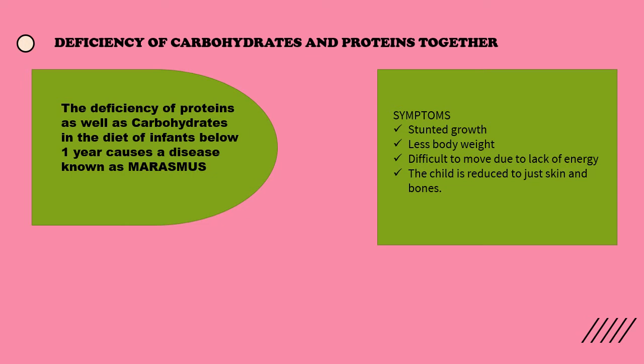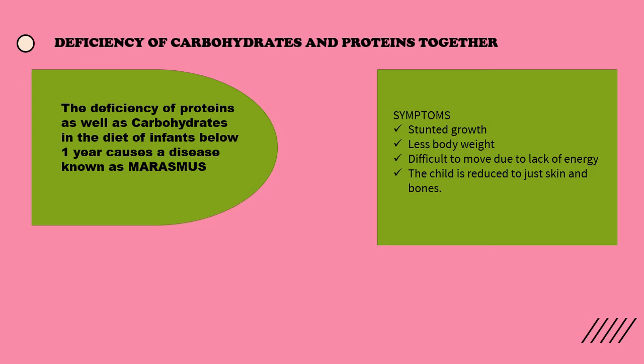Next is the combined disorder of carbohydrates and proteins. If you are not including these two in your diet, you get marasmus. Marasmus is a type of disorder due to the deficiency of these two, especially in infants below the age of 1 year. Those babies depend on breast milk, which does not contain much carbohydrate. So that will give marasmus.